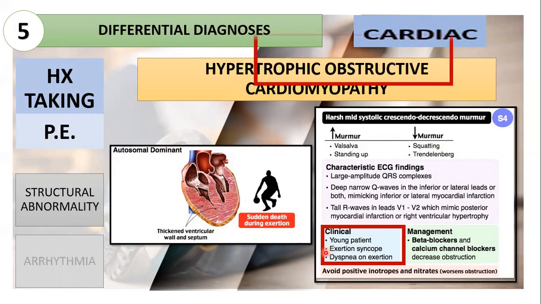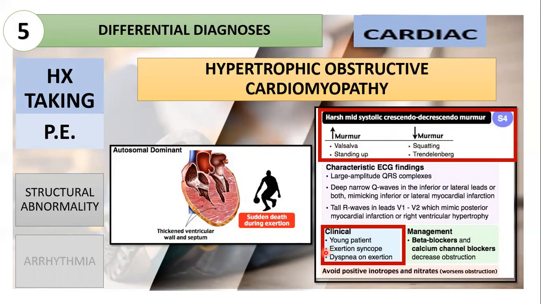As for the PE, you have to note the classic murmur: a harsh mid-systolic crescendo-decrescendo murmur. It is heard louder during Valsalva and at standing up, and softer while squatting and at Trendelenburg position.